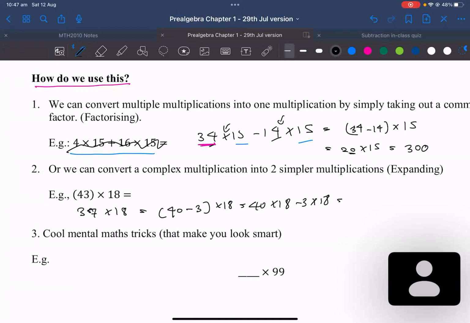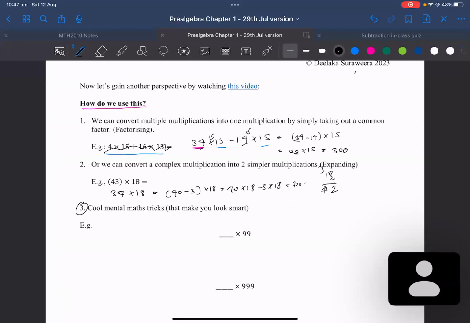Right, 40 times 18 is 4 times 18, which is what? 72, is it? 14 times 4. 4 times 8 is 32, carry the 3, 7, 72, yeah. 72 with a 0, minus something. So you can do it this way, but obviously I think this one is the more important one.